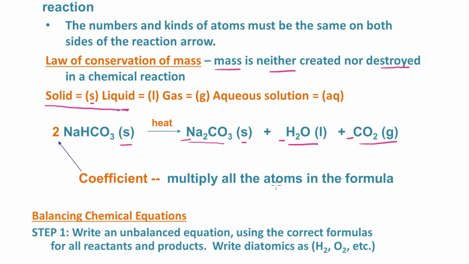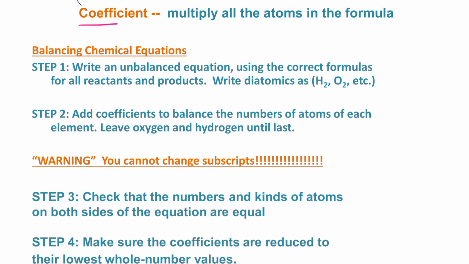So the coefficient multiplies all the atoms in the formula. Let's take a look. What we have here is 2 sodium atoms, 2 hydrogen atoms, 2 carbon atoms, and 2 times 3, 6 oxygen atoms. Here we just have 2 sodium atoms, 1 carbon, and 3 oxygen atoms. 2 hydrogen, 1 oxygen atom, 1 carbon, and 2 oxygen atoms. So the coefficients multiply all the atoms in the formula. It's the coefficients that are used to balance a chemical equation.